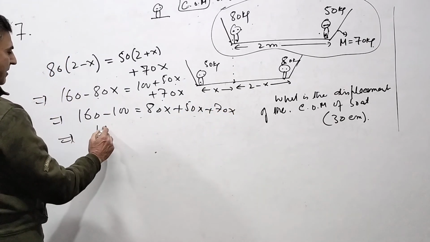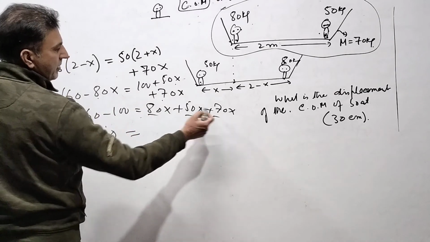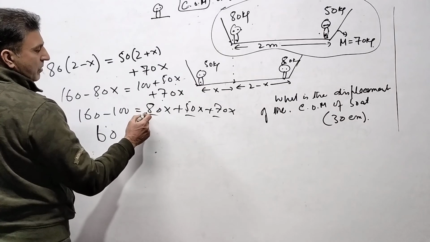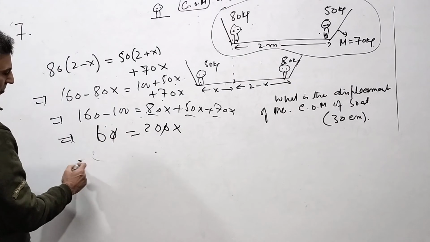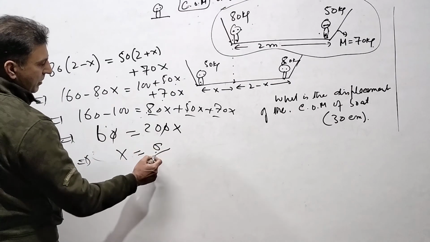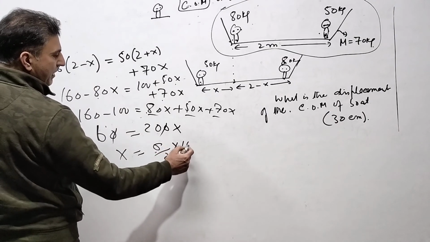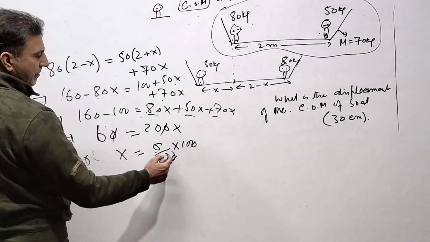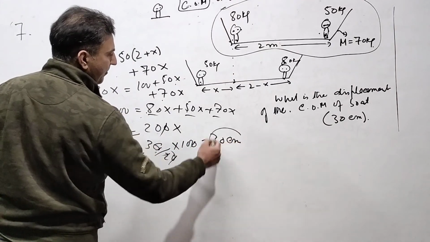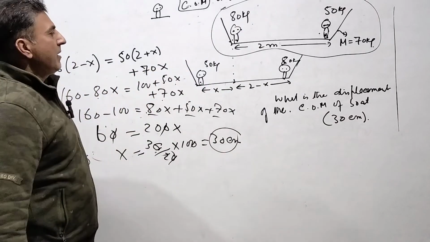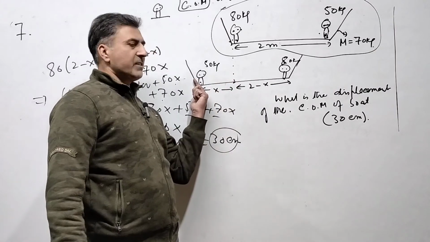This is 160 minus 100, which is only 60, is equal to 200x. So x is equal to 6 by 20 meters. If I want to make it centimeters, it will be multiplied by 100. It is 30 centimeters should be the answer. The boat should go to the left side by 30 centimeters. So the center of mass of the boat will also shift by 30 centimeters.